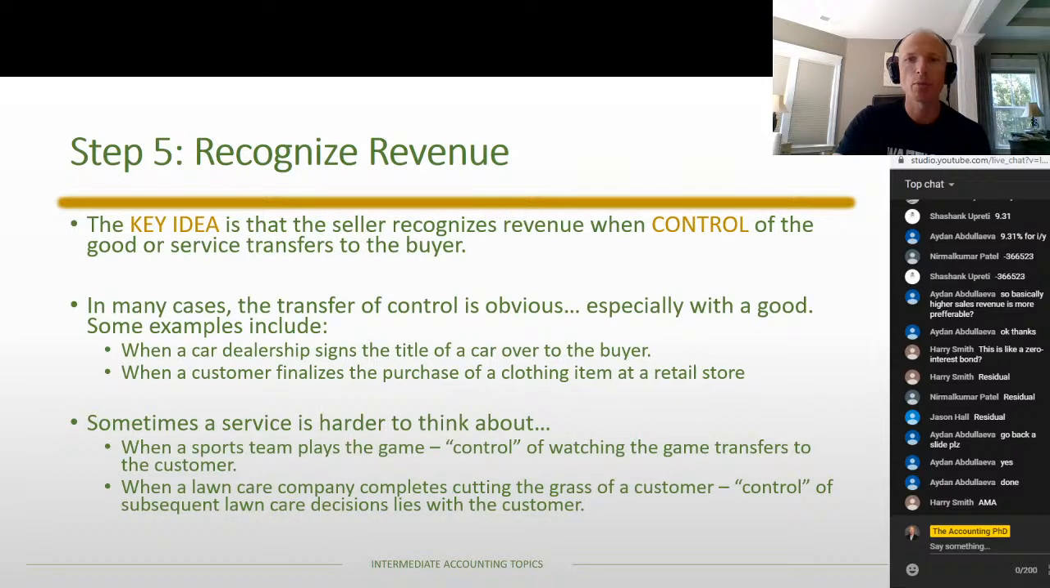Again, these are just some ideas on how to think about it. This isn't every example we can talk about, but it's just trying to get you to think about that transfer of control, transfer of control, transfer of control.